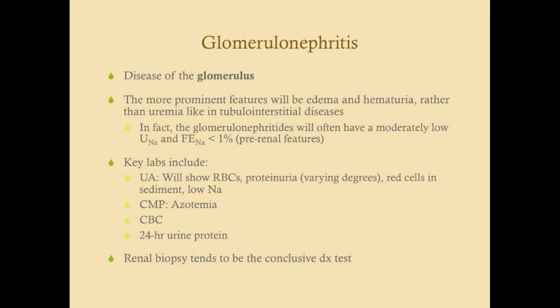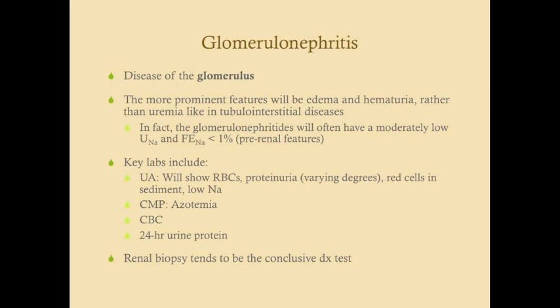It's important to get a CBC on all these patients because we want to see if this is a chronic process going on. We want to see if they have anemia, and how their platelets are. We always want to get a 24-hour urine protein, simply because in order to diagnose nephrotic syndrome, which we're going to talk about, we have to have a 24-hour urine protein. It's not enough just to have the dipstick. And then renal biopsy for glomerulonephritis tends to be the conclusive diagnosis.